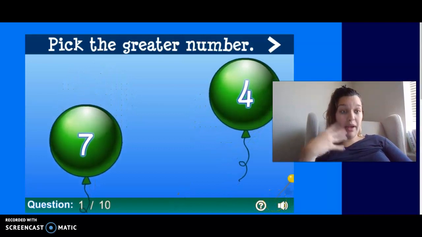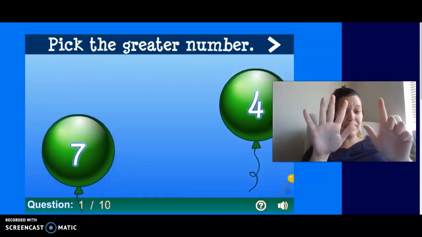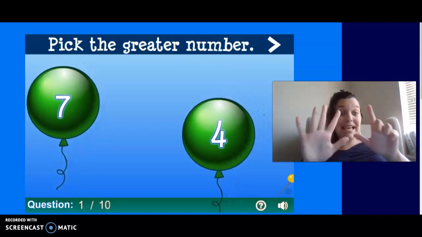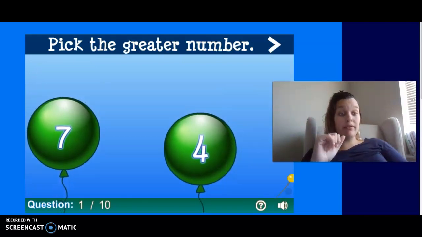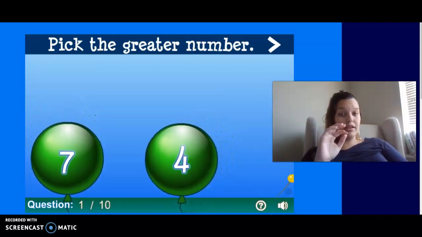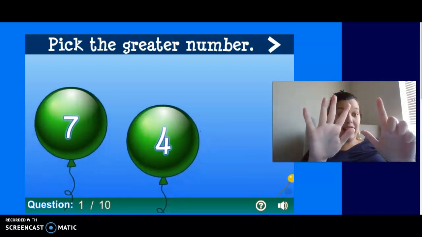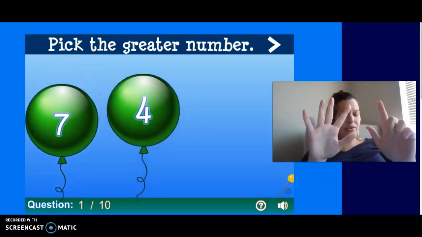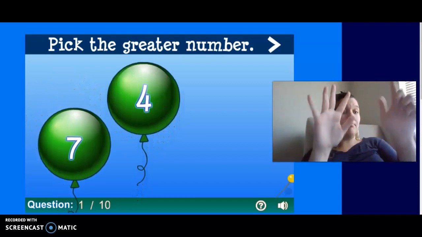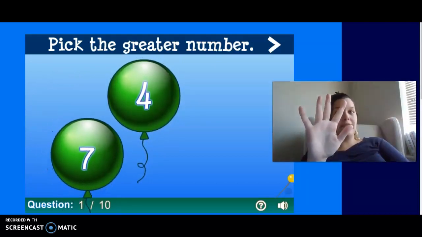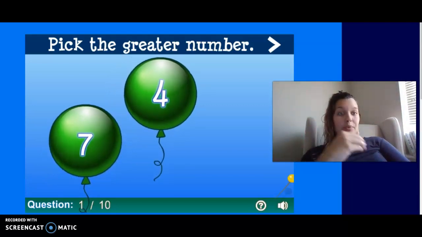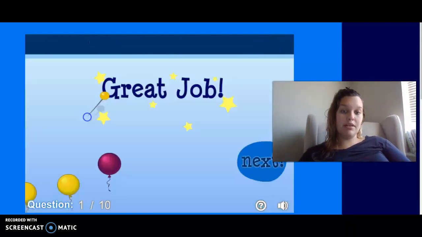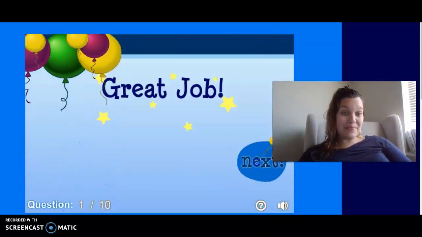I love cookies, so if I was baking cookies, would I want 7 cookies, or would I just want 4 cookies? I would want 7. 7 is more than 4, because watch. 7, what comes after 7? 8, 9, 10. I don't hear 4, but when we count down, we lose some. 7, 6, 5, 4. We know that 7 is bigger than 4. So I'm going to pop the 7 balloon. We did it. Let's do our next one.